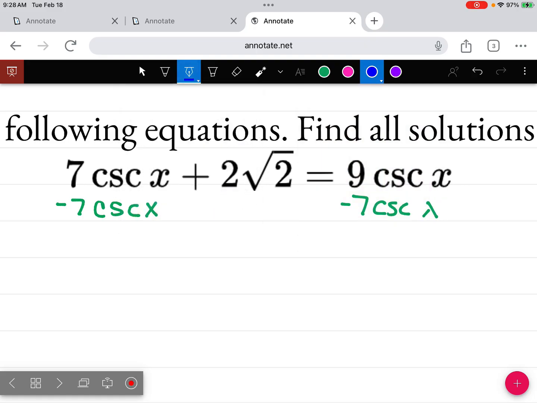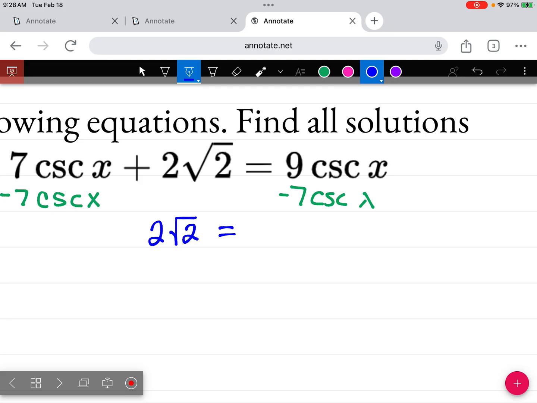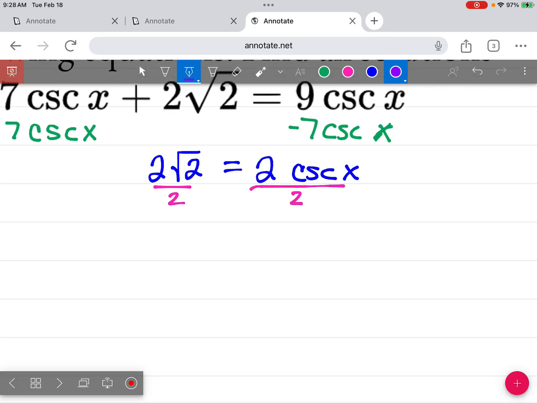So we're going to have our 2 square root of 2 equals 9 minus 7 cosecant of x, which will give us 2 cosecant of x. I'm going to fix that x because that looks weird. There we go. Then what? Divide by 2. Let's get that cosecant by itself. So we want to know when the square root of 2 equals our cosecant of x.